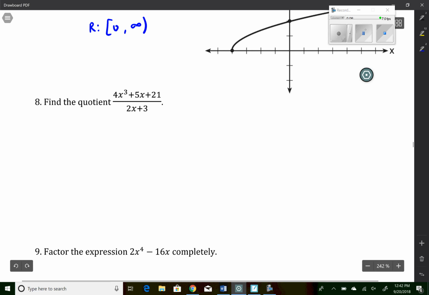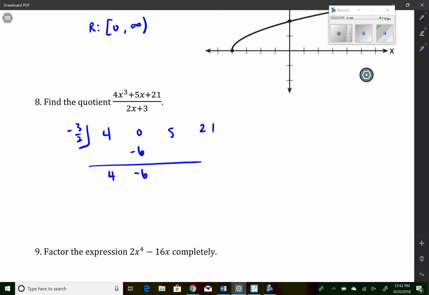For the next one, we're asked to find the quotient. We haven't done this in a few lessons, so I would put negative 3/2 in the jail. I have a 4, a 0, a 5, and a 21. The 4 comes down. Negative 3/2 times 4 is just negative 6. Negative 6 comes down. Negative 3/2 times negative 6 is positive, so we're going to get a positive 9. That's going to give us a 14. Negative 3/2 times 14 is negative 21, which gives us a remainder of nothing.